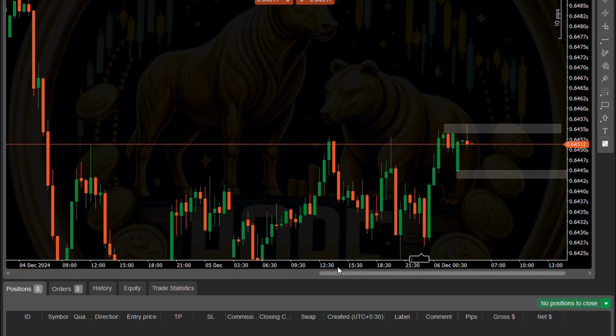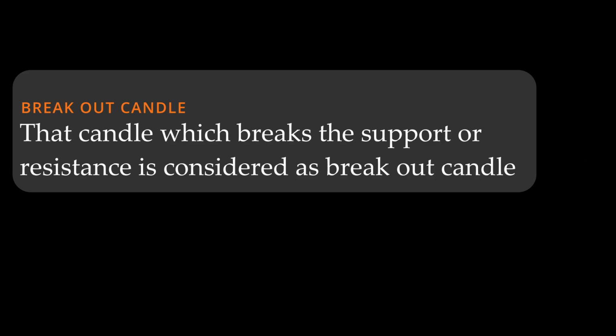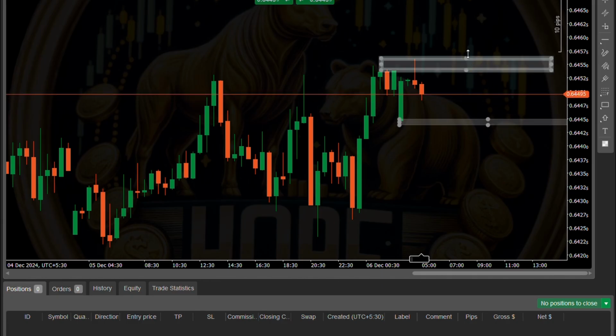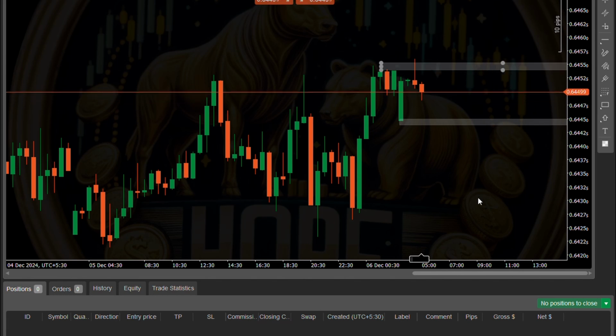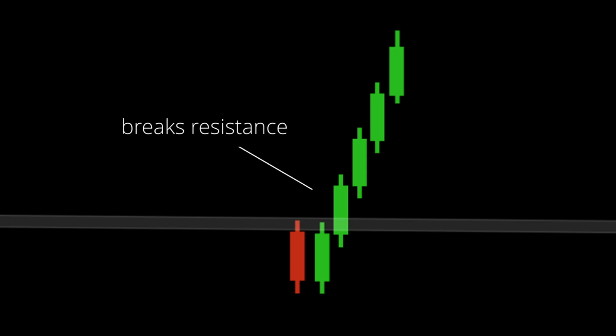What is a breakout candle? The candle which breaks the support or resistance is considered a breakout candle. Here, the breakout candle is divided into many types. That is an advanced concept, and we will discuss that later. So, let's discuss the theory behind the breakout. See, this is how a breakout candle looks. Here the candle breaks the resistance and closes above it.